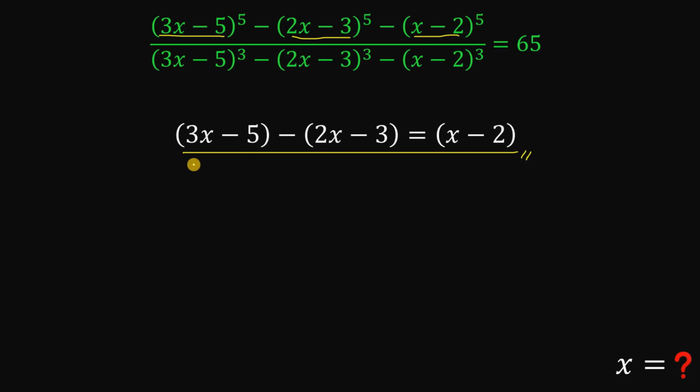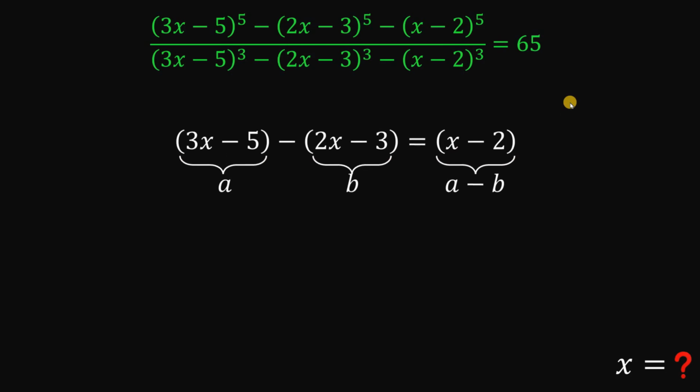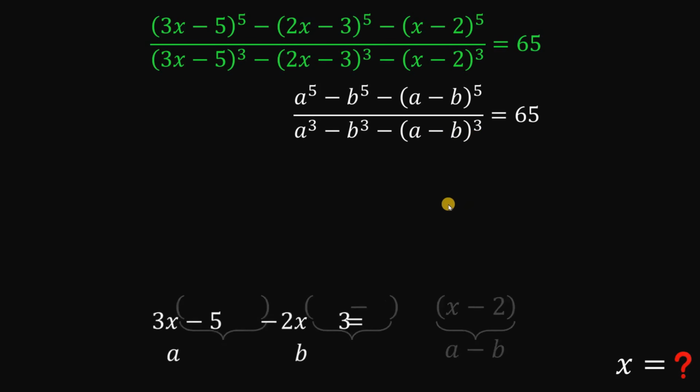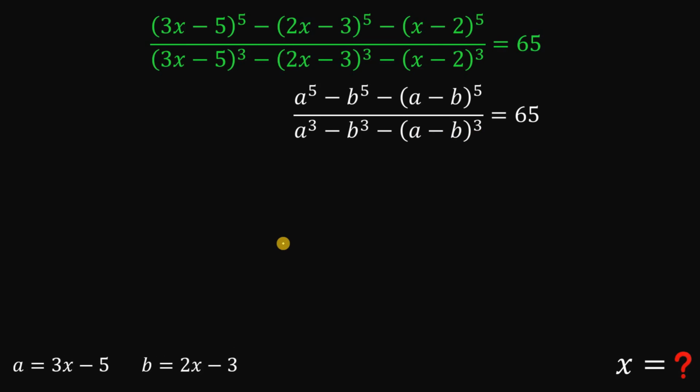And now, what we're going to do is to replace 3x minus 5 with a and 2x minus 3 with b. So x minus 2, we can replace with a minus b, their difference. And we will use this substitution in this equation. So we have a raised to the fifth power minus b raised to the fifth power minus the quantity a minus b raised to the fifth power, all over a cubed minus b cubed minus the quantity a minus b raised to the power of 3.